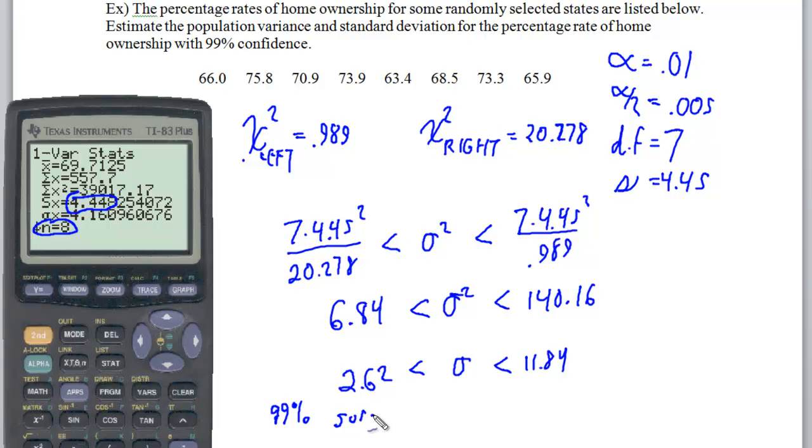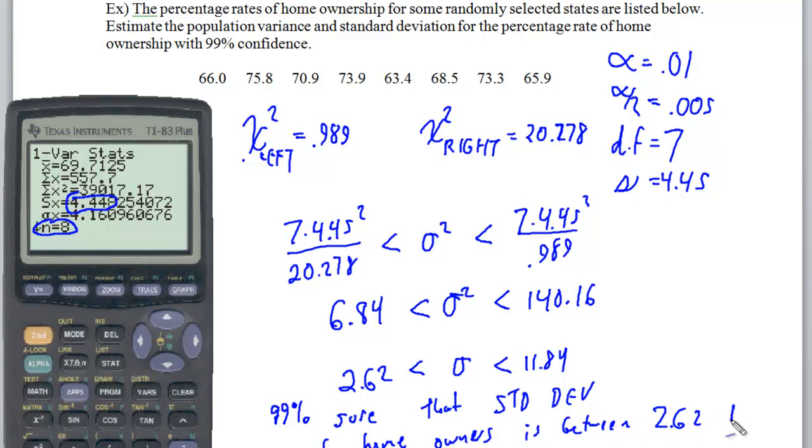So we're 99% sure that the standard deviation of these home owners here is between roughly 3%, or 2.62%, and 11.84%, or 12%.